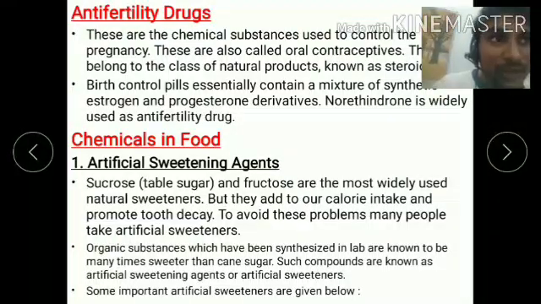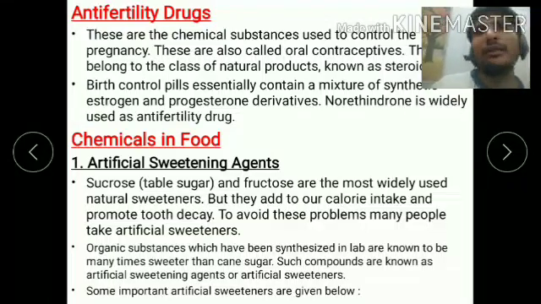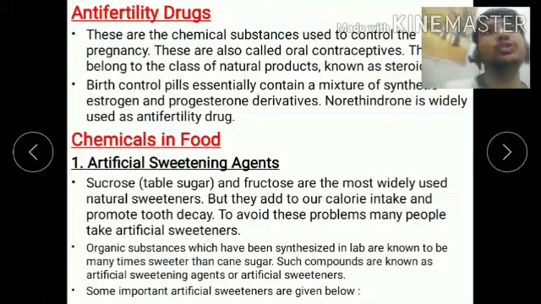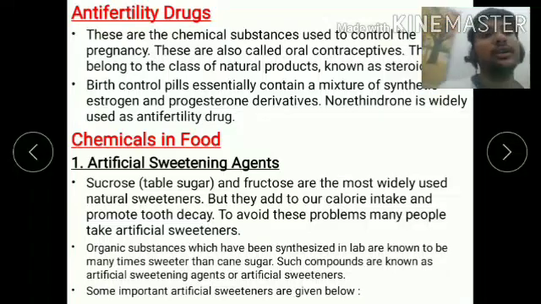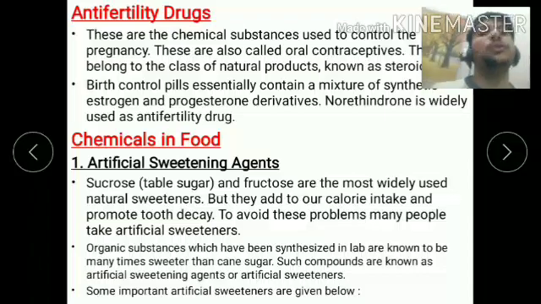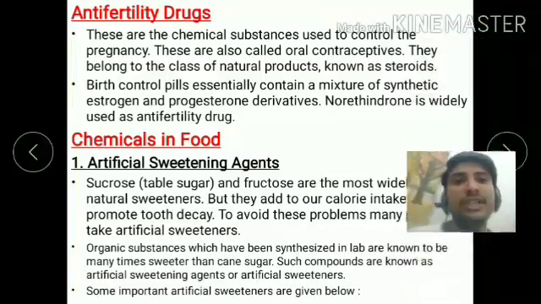Why do we use it? Because sugar produces diabetes, but an artificial sweetening agent like sugar free does not produce any kind of disease like diabetes. Diabetes patients can also use sugar free. It is sweeter than sugar. Okay, so these are the chemicals we use in food. The first one is artificial sweetening agents.